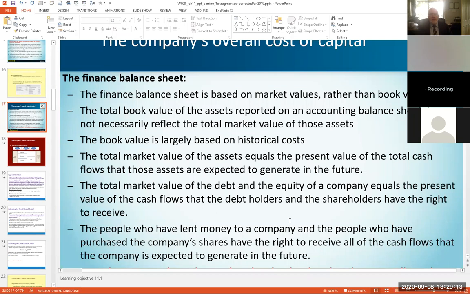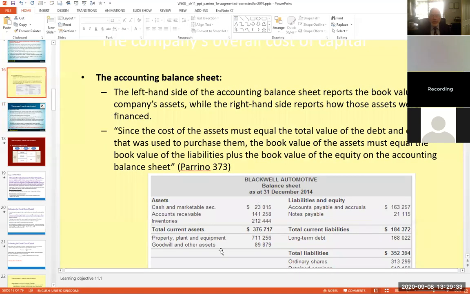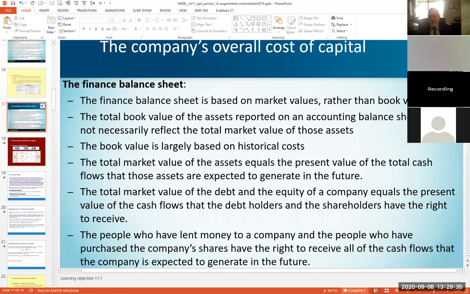And there are often differences between the balance sheet values and the actual market values of its various components. I'll let you read through the remainder of that. One of the things I'd like to get you to think about, and I'll come back to this diagram here.